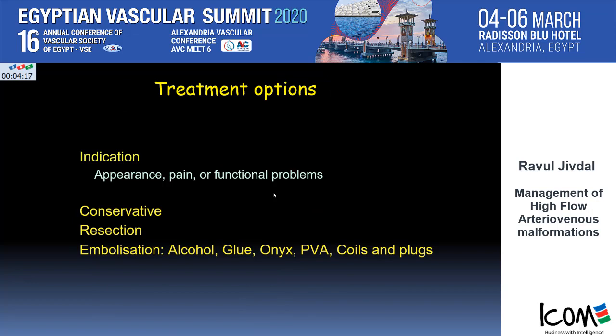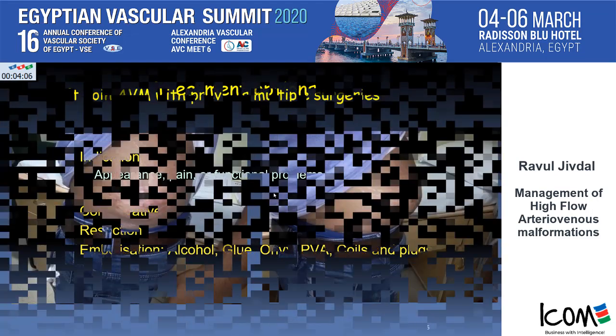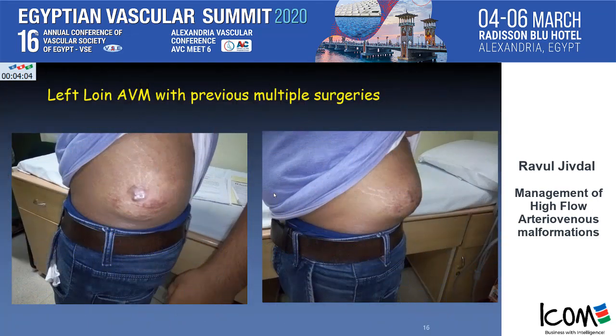In terms of treatment of venous malformation, we treat it for a few indications, but mainly conservatively. Maybe in the small ones we can resect, and in the rest we can do various sorts of ablation techniques. So let's take this example.